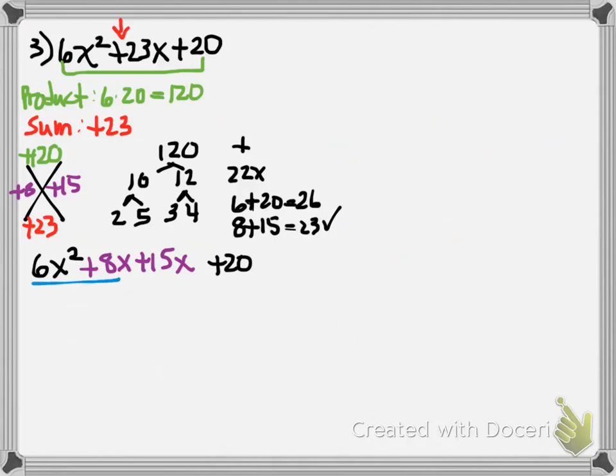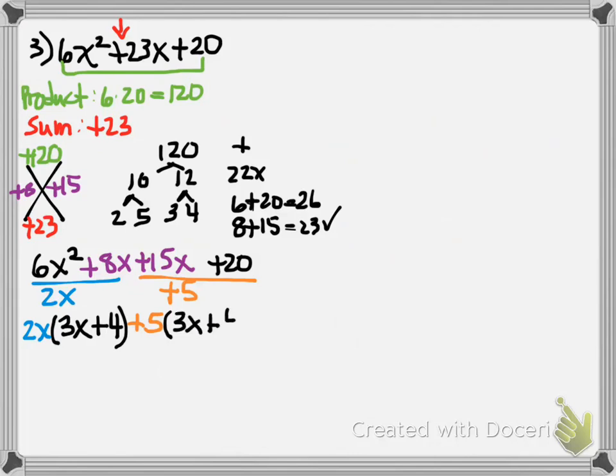See, these guys have a 2 and an x in common. These guys have a positive 5 in common. So when I pull out the 2x, 6 divided by 2 is 3, x squared divided by x is x, and then plus 8 divided by 2 is 4, and the x's cancel each other out. And then I'm going to pull out the positive 5. 15x divided by 5 is 3x, plus 20 divided by 5 is 4.